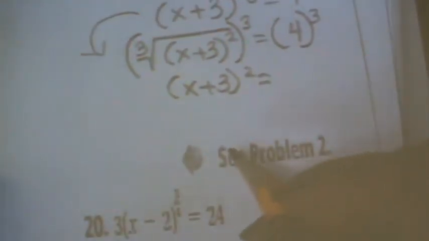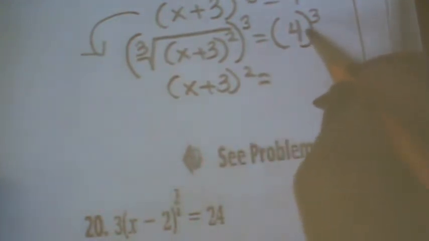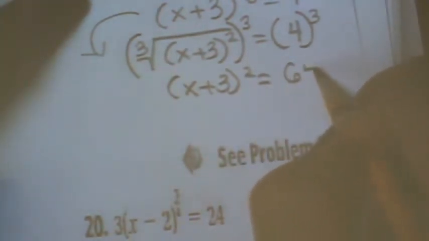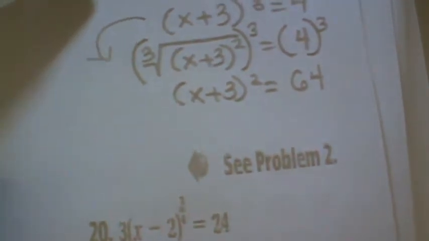Now the index is the boss. I want to get rid of this radical. So what do I have to do to both sides? Cube, see, you're getting it. Cube both sides. All I've done was eliminate this cube root. I still have underneath here x plus 3 squared. So now, what is 4 to the 3rd power? 64. Now square root, you got it.